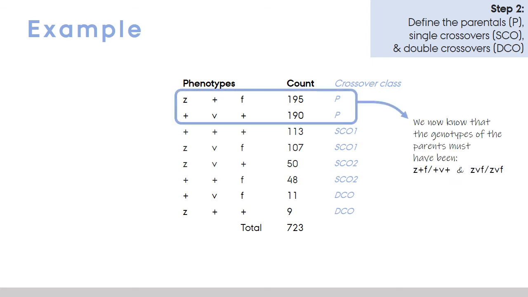Now we know the parentals. We also know what the parent must have looked like, which was one of the questions. The parent must have looked like Z plus, F and plus, VF. So its genotype must have been Z plus, F and plus, VF plus, V plus. The other parent was homozygote for all the recessive alleles because it was a test cross that was done.